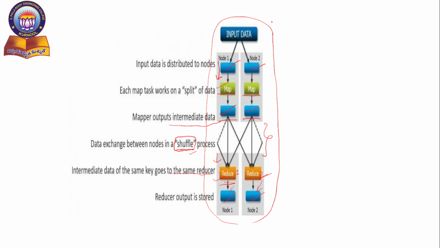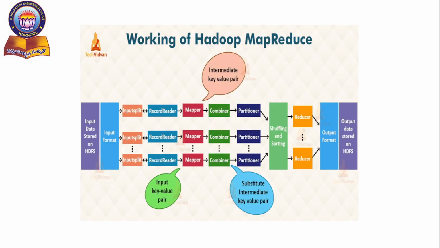Now we'll see one by one. It's a detailed diagram showing all the phases that will be carried out while a MapReduce task works. We need to remember one thing: in a MapReduce task we often talk about the intermediate key value pair. That key value pair is the exact output that we receive after the MapReduce task has been completed.